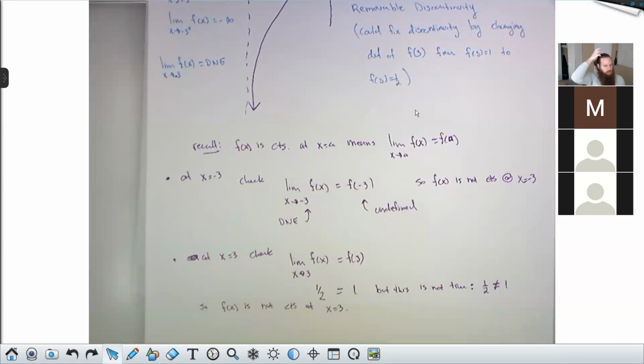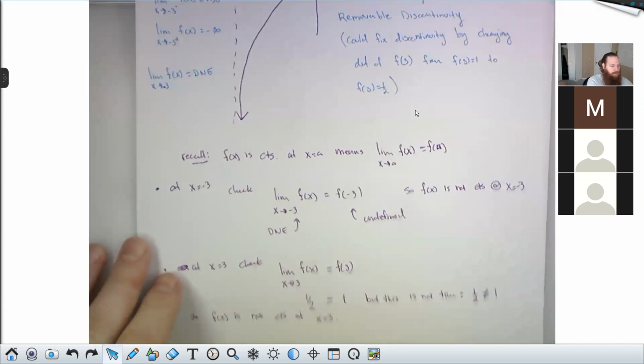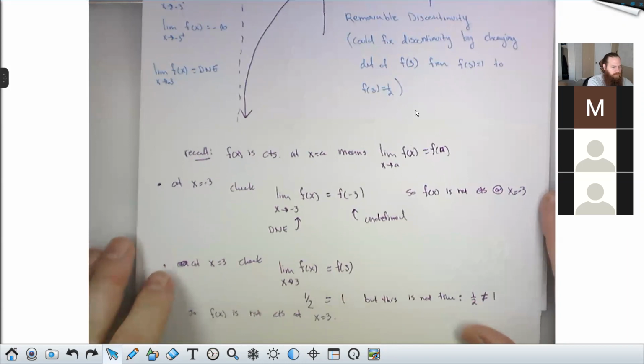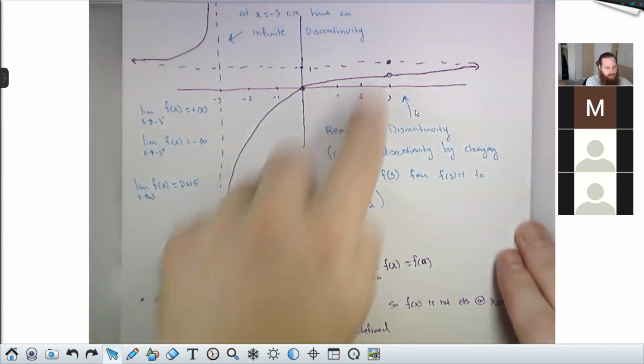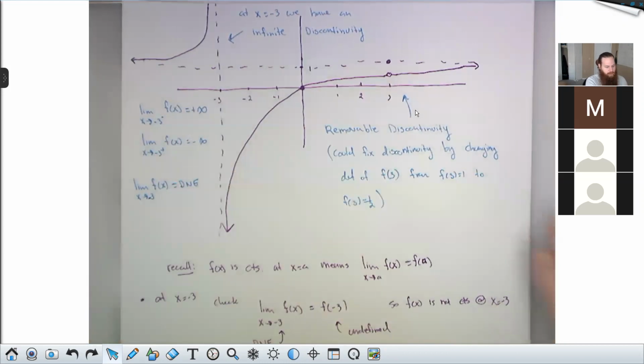This is what we mean by checking one point at a time, right? You just have to investigate whether or not that definition holds at any given x value. So in answer to your question, Mackenzie, vertical asymptotes will always be discontinuities. They'll always be infinite discontinuities. But horizontal asymptotes have nothing to do with continuity. It's just a coincidence that this dot is at the same height as the horizontal asymptote.